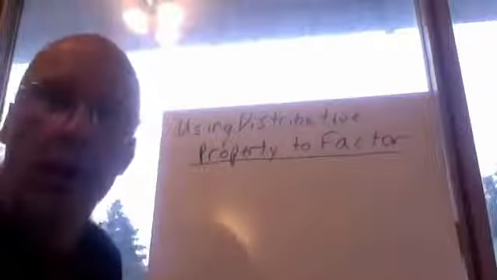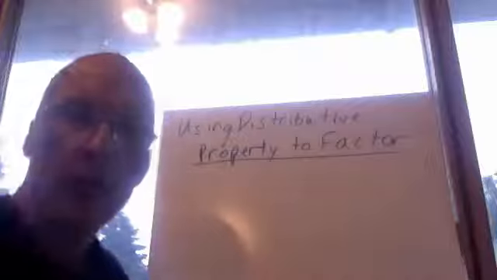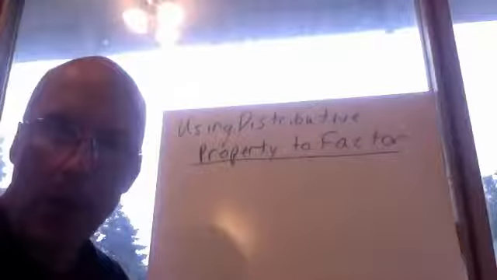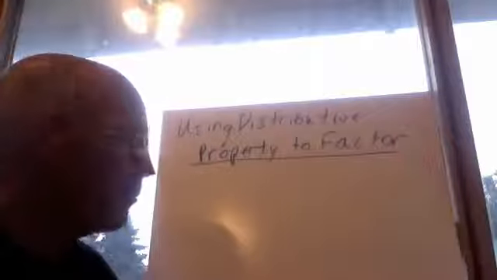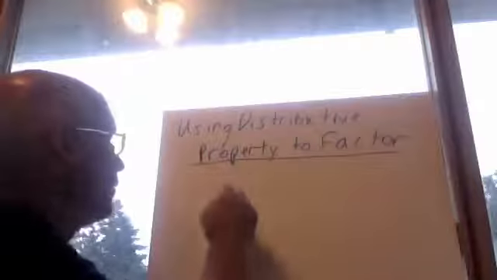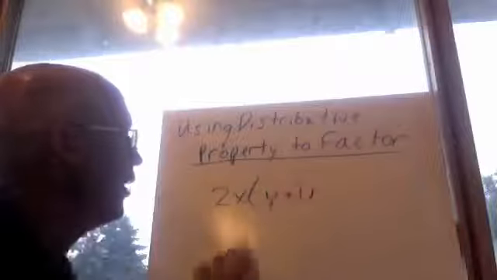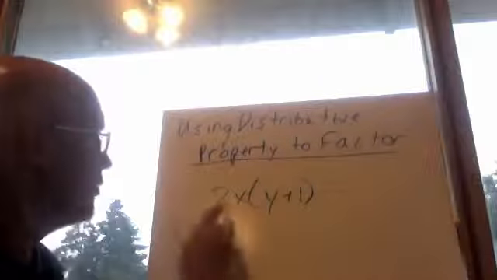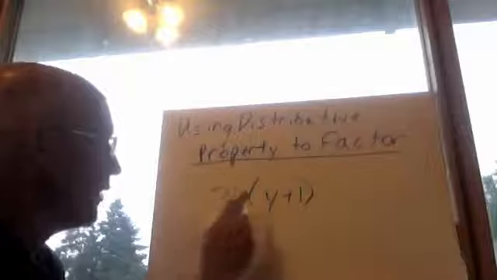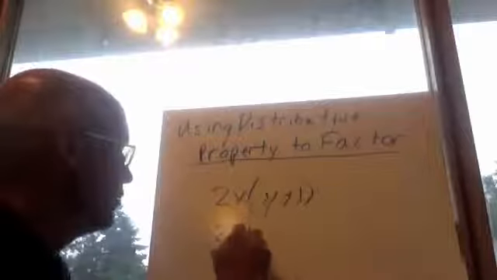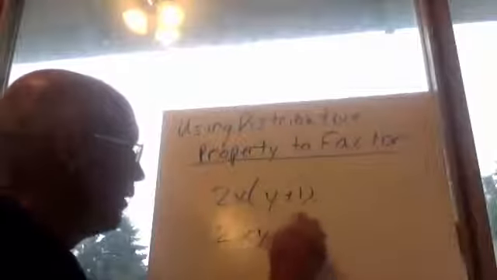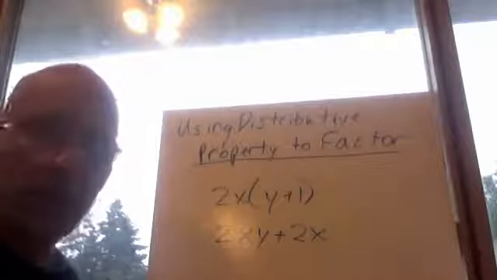Okay? First thing I want you to think about is we've already talked about using the distributive property to multiply things. If you had 2x and you multiply by y plus 1, you know that you just multiply that times the first and that times the second. So you get 2xy plus 2x.